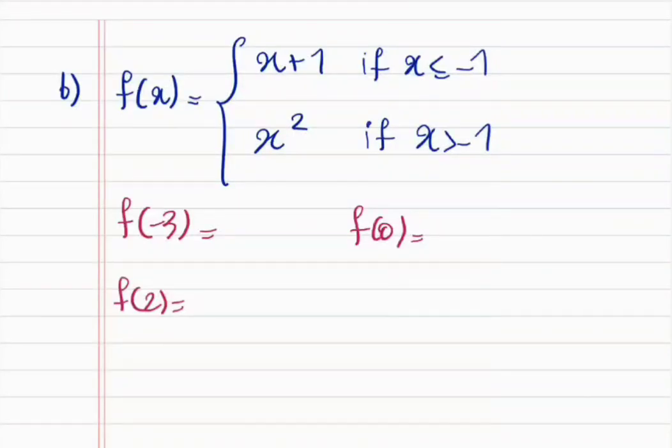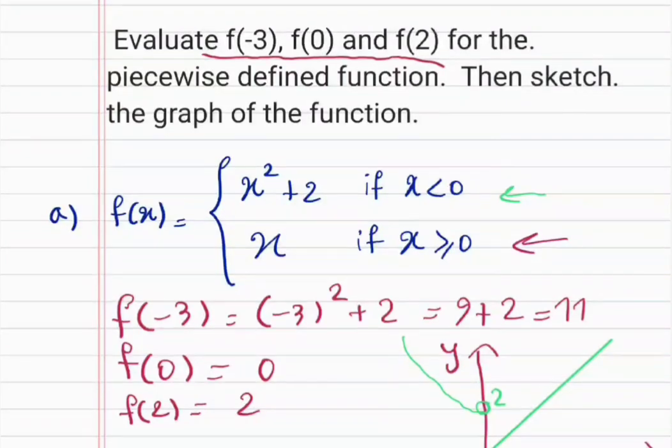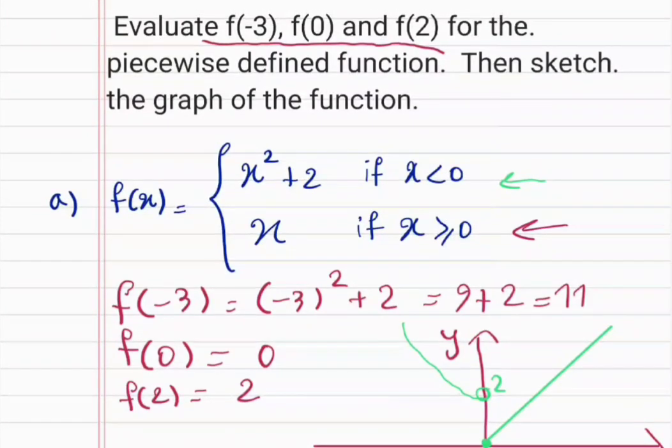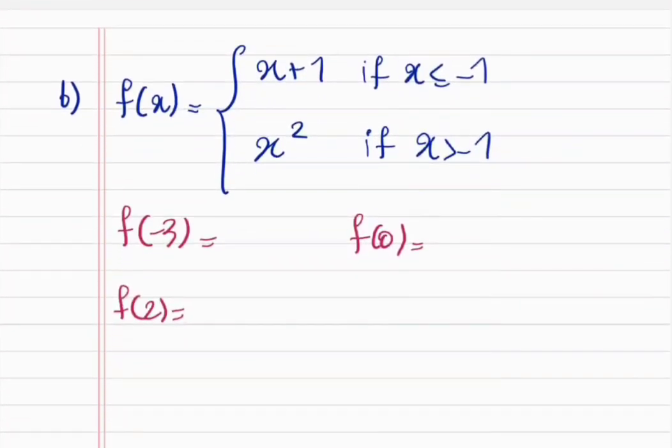Okay, in the previous video, I solved this question, which is basically about sketching this piecewise function. The first part is about finding the value of the function when x is minus 3, 0, and 2, and then we should sketch the graph of the function. And now today I'm going to do part B, which is another piecewise function.